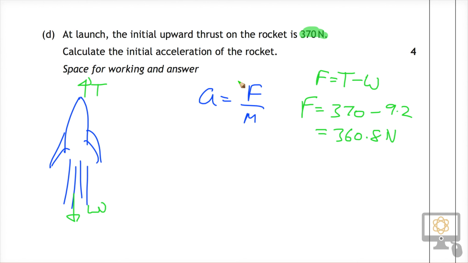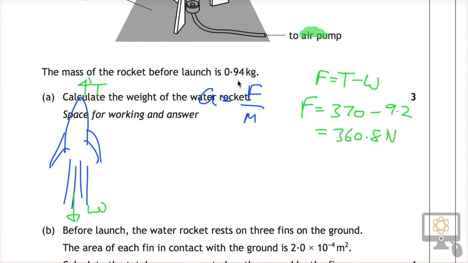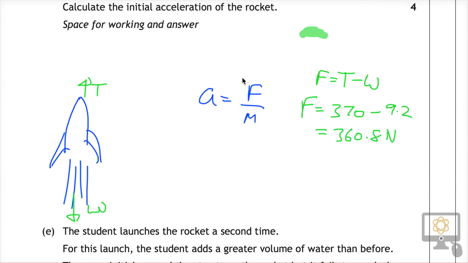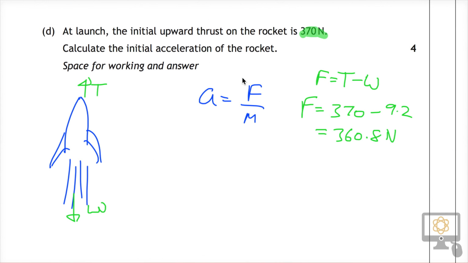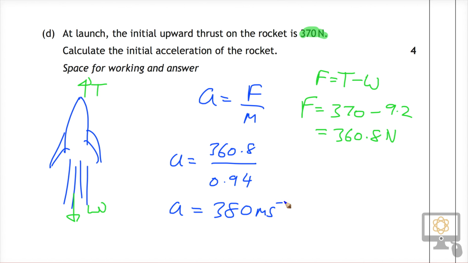So we can use that with the mass of the rocket to determine the acceleration. The mass isn't given in this question, so let's just have a quick look back and see if we can find the mass. It says that the mass of the rocket, there it is, 0.94 kilograms. So back down to where we were solving the problem, and then we can say that the acceleration is the unbalanced force, which is 360.8 divided by the mass, which was 0.94. And so if we do that calculation with a calculator, we get a value for the acceleration of 380 meters per second squared.